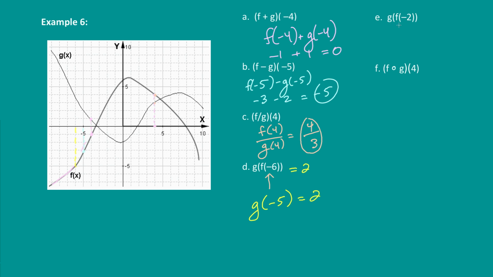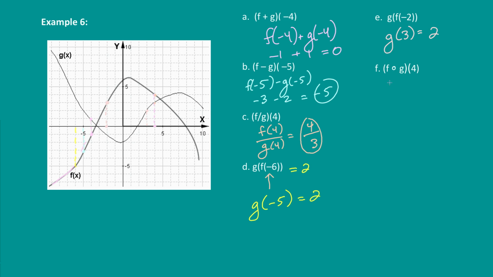You go to the first function value, you plug it into the other function. So g of f of negative 2 means that we're going to go to negative 2 on our graph. We go to our f graph, which is up here. That gives us a value of 3. So that's going to be g of 3. And our g of 3, when we go to that, right there looks to be a value of 2.